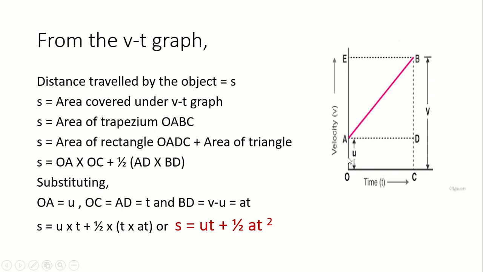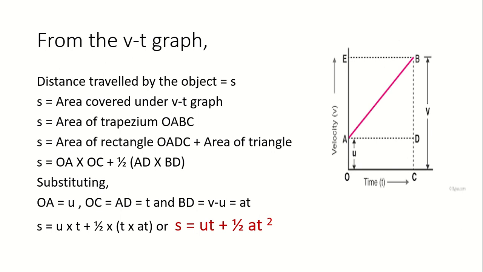Yes, it is a trapezium because it has one set of parallel sides. Which are the parallel sides? OA and BC. Right? So it is a trapezium. And can you divide this trapezium into two different shapes like rectangle and triangle? Yes, it is very much clear from the figure. So you can see OADC is a rectangle, and ADB is a triangle.